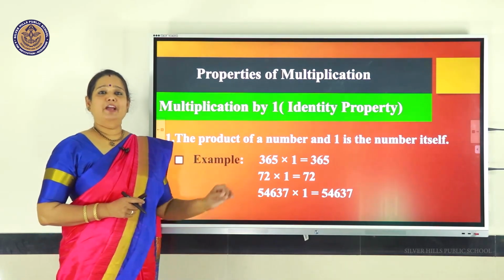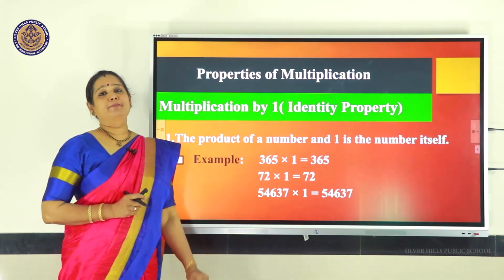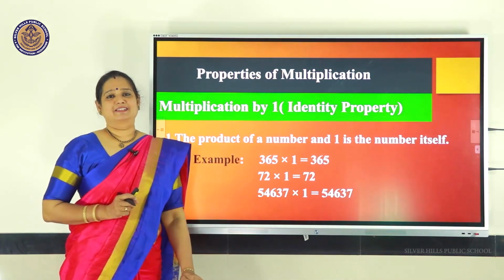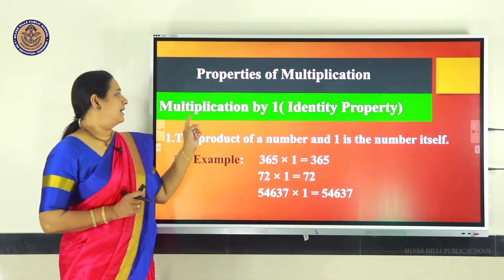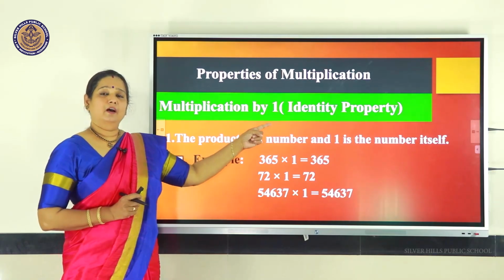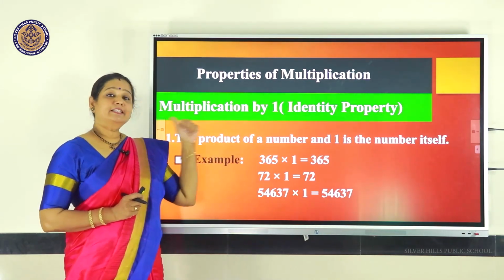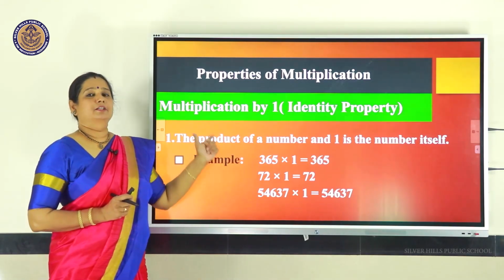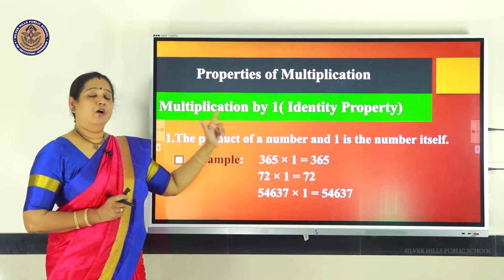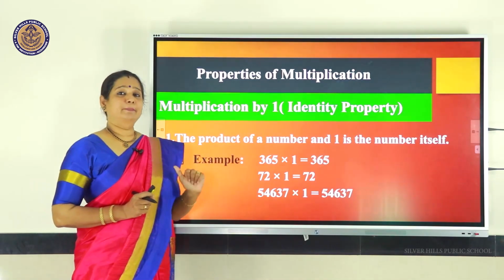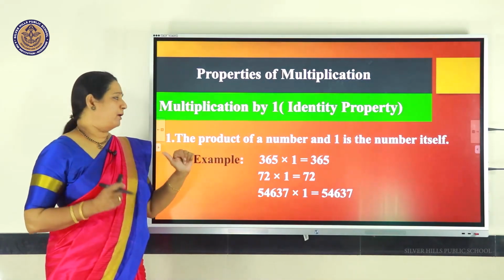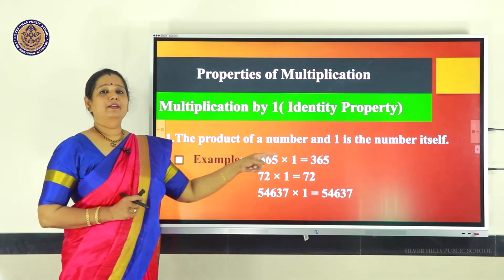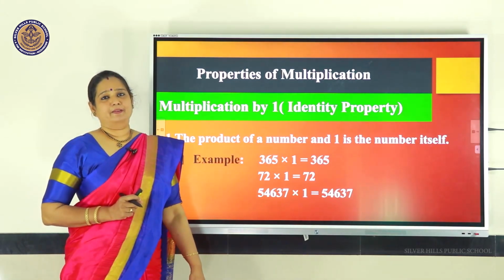Next, today we are going to learn properties of multiplication. There are 5 properties. The first property is multiplication by 1, or it's called the identity property. That is the identity of that number. What is the identity property? The product of a number and 1 is the number itself.